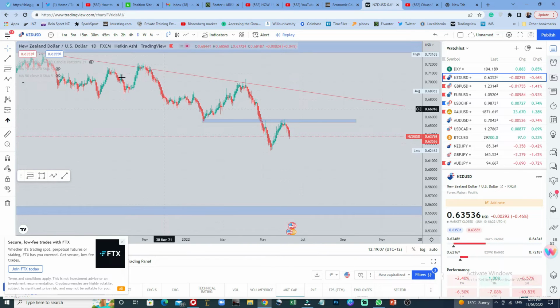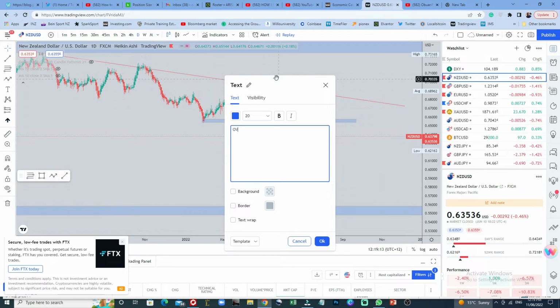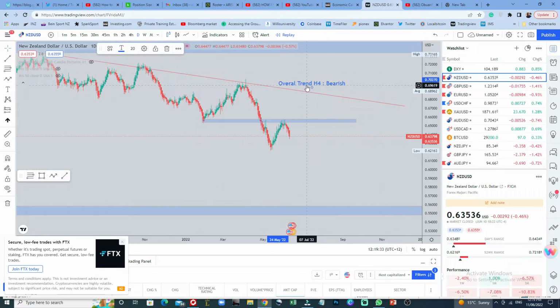Now, having in mind that the overall trend on the 4 hours is bearish, we're going to look for more selling positions. I'm expecting that the market is going to push more to the downside and hit this level. But before it hits this level, there's going to be some break and retest, pullback and testing of levels.